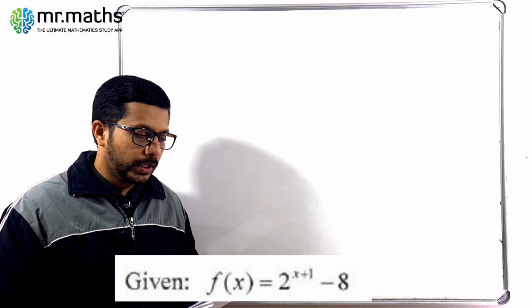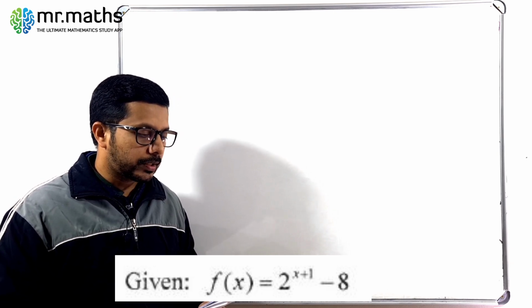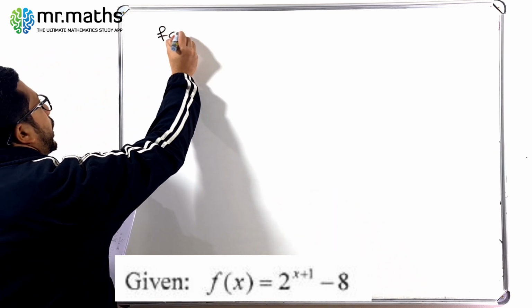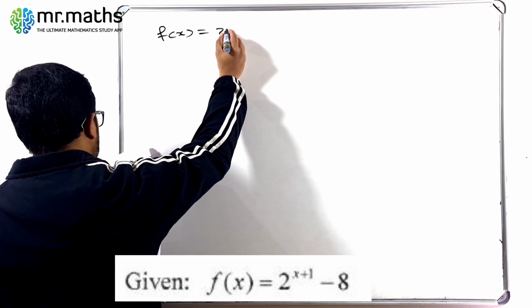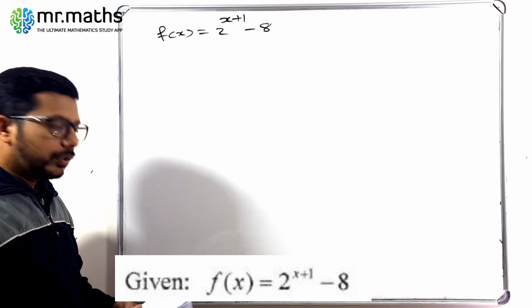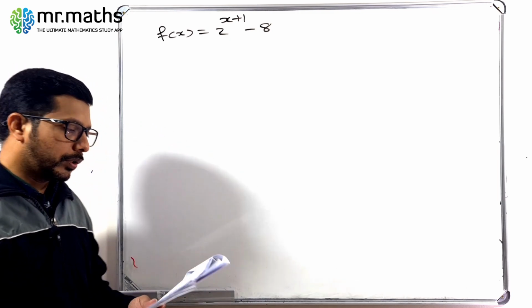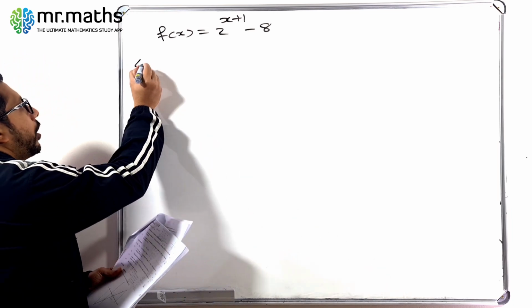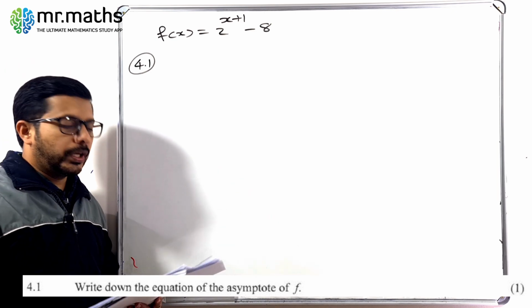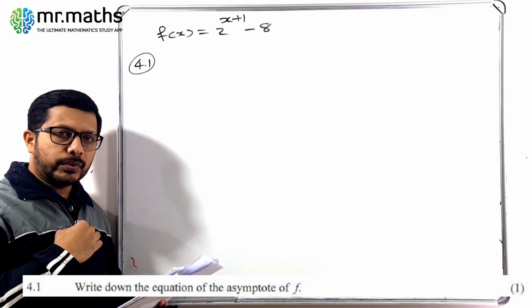Question number 4. Given f of x is equal to 2 raised to x plus 1 minus 8. So there is a function given like this. That's all given, and based on that we have to answer the following questions. What is the first question? Question number 4.1. Write down the equation of the asymptote of f. That is the first question.